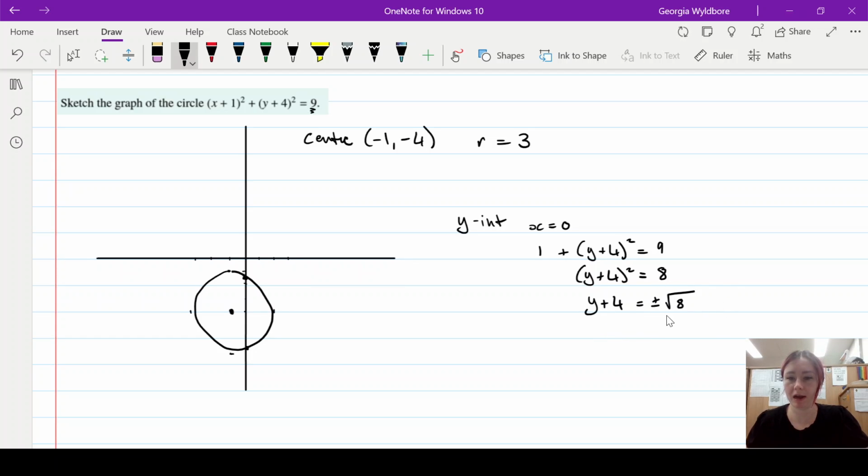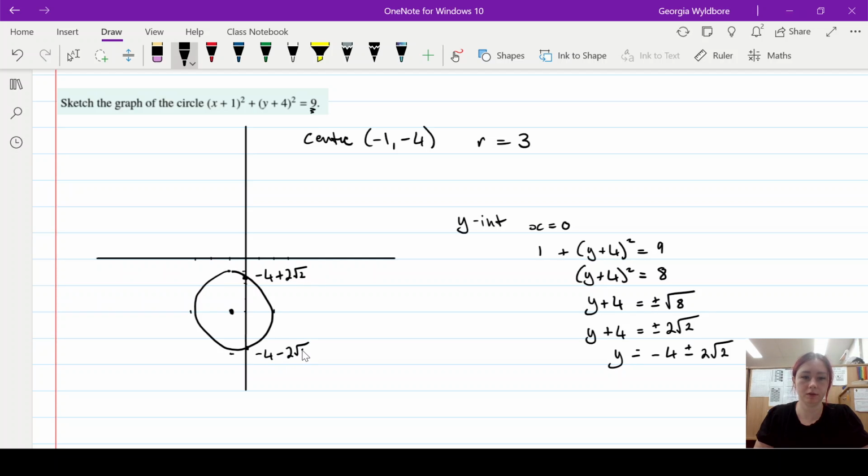which we can rewrite. y + 4, we can simplify our root 8 to be plus or minus 2 root 2, and then we just take 4 away from both sides. So -4 plus or minus 2 root 2. Obviously, this will be -4 + 2 root 2 and -4 - 2 root 2. If you're not sure how to simplify surds, make sure you go back and have a look at that, because you'll be expected when you're labeling points to have them written in their simplest form.